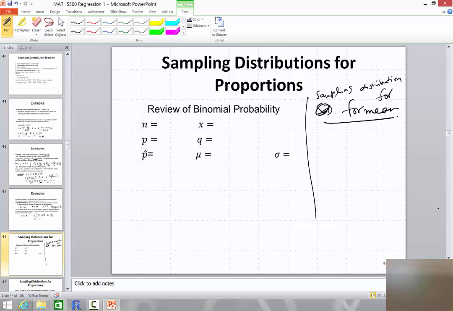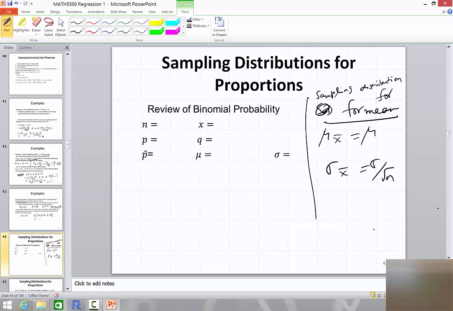We did the sampling distribution for mean. The formulas were like this: mu x bar, sigma x bar. This is what we did, right? This is a little different one. This is for the proportion.